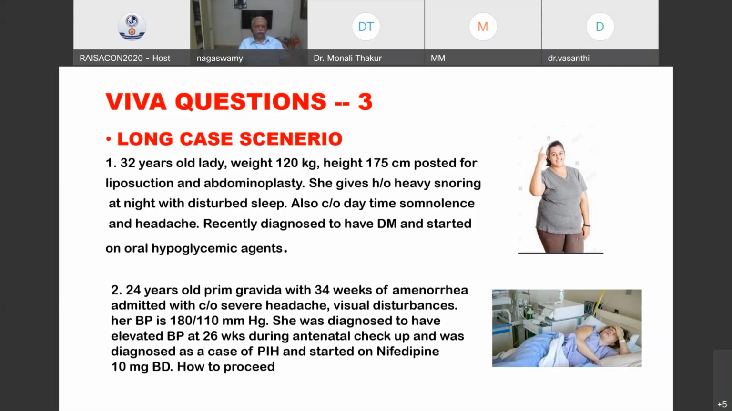You are not planning for awake fiber optic. You are planning for induction, paralysis and intubation. In that case, what are the steps in securing an airway like that? All of you would have had at least 1 or 2 cases like this in your training period, isn't it?